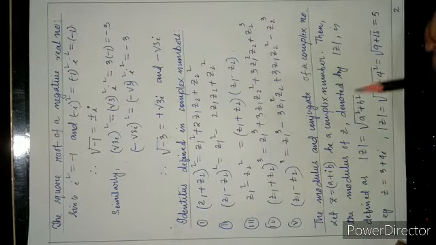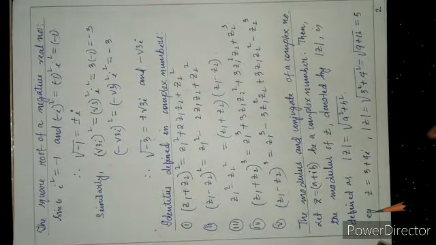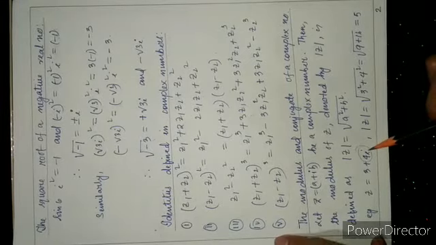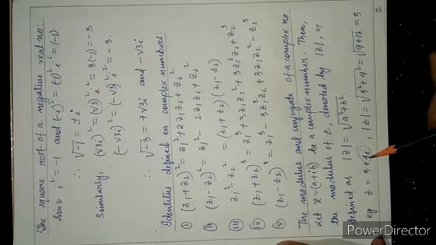Example, there is a complex number z is equal to 3 plus 4i. Here real part is equal to 3. The number not involving this imaginary number i is called real part, and the number involving this imaginary number i is called imaginary part. So here value of a is equal to 3 and the value of b is equal to 4.